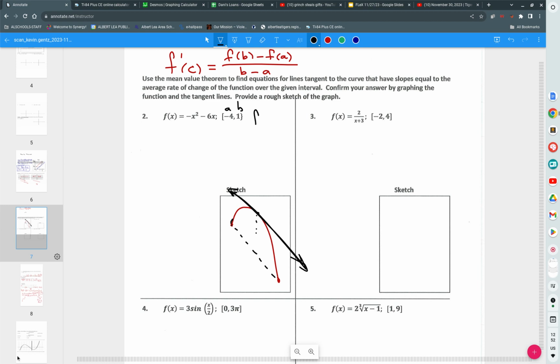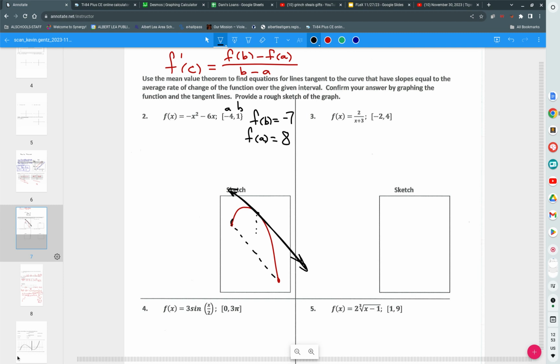So I'm first going to compute f of b. I'm going to need that. What is f of b? I've got a -1 minus 6, which is -7. Good. And I need to compute f of a. For f of a, I plug in -4. So I have -4 squared is 16, make it -16. So it's going to be -16 plus 24, since we plug in the -4. So -16 plus 24 is 8.